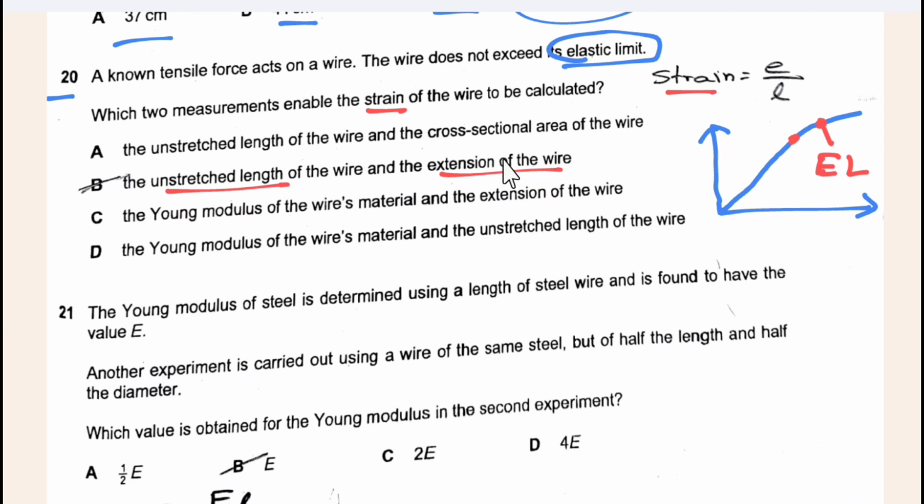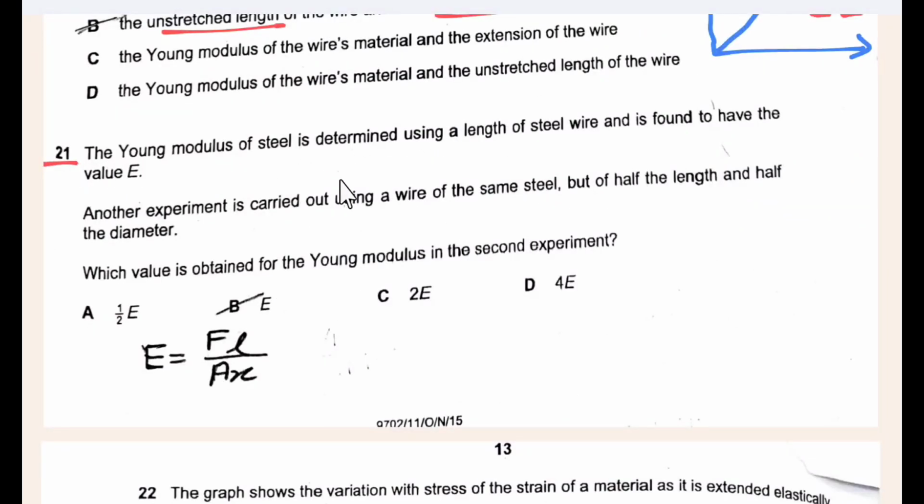So we need both of these two to calculate the strain. In question number 21, the Young modulus of steel is determined using a length of steel wire and is found to have a value of E. So the Young modulus is given. Another experiment is carried out using a wire of the same steel but half the length and half the diameter. What is the value obtained for the Young modulus of the second experiment?